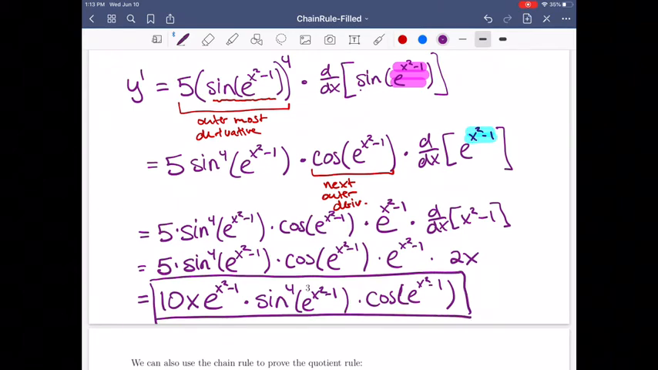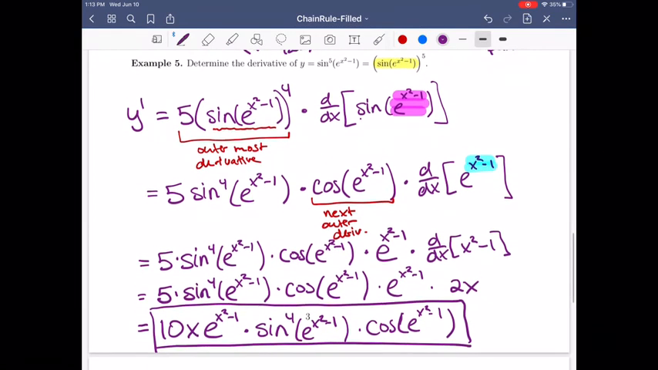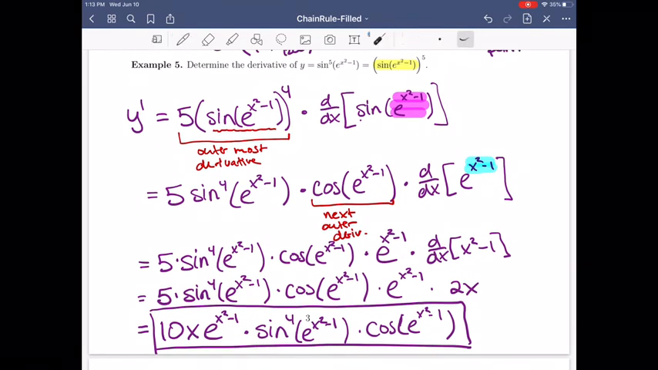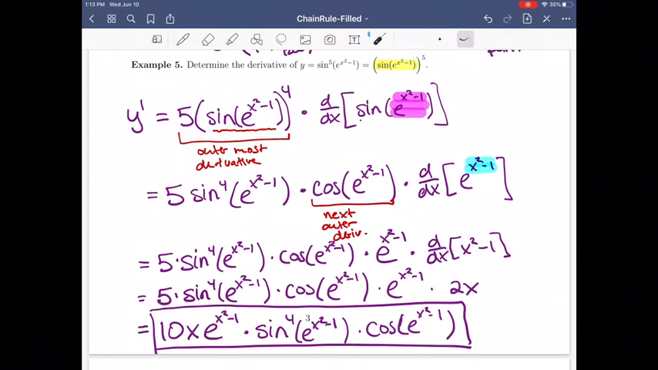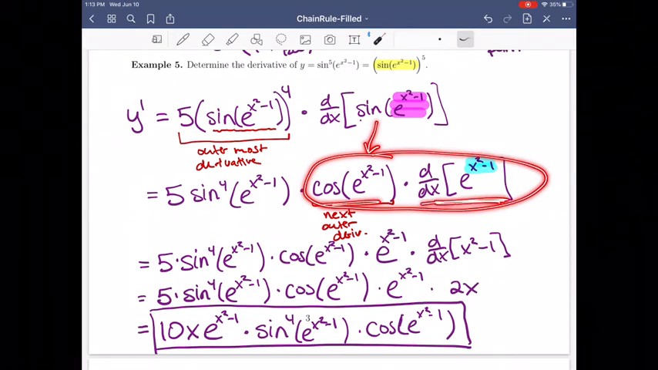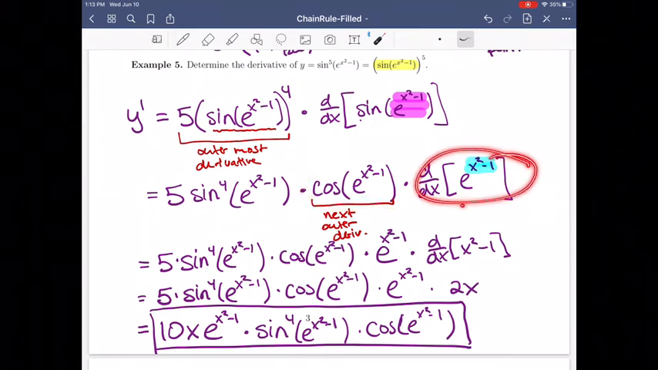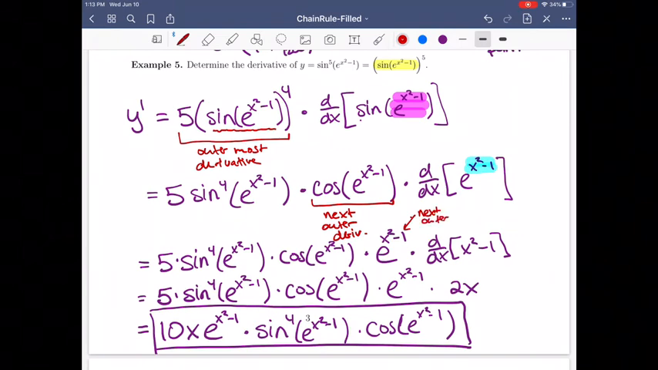So this one, we had to use the chain rule 3 times. Here's the first time. We took the derivative of the outside multiplied by the derivative of the inside. And then to do that derivative, we had to take the derivative of the outside and multiply by the derivative of the inside. To do this derivative, we had to take the derivative of the outside and multiply by the derivative of the inside. So each time, we were using the chain rule. In this step, this here is the next outer derivative. So you just keep going.